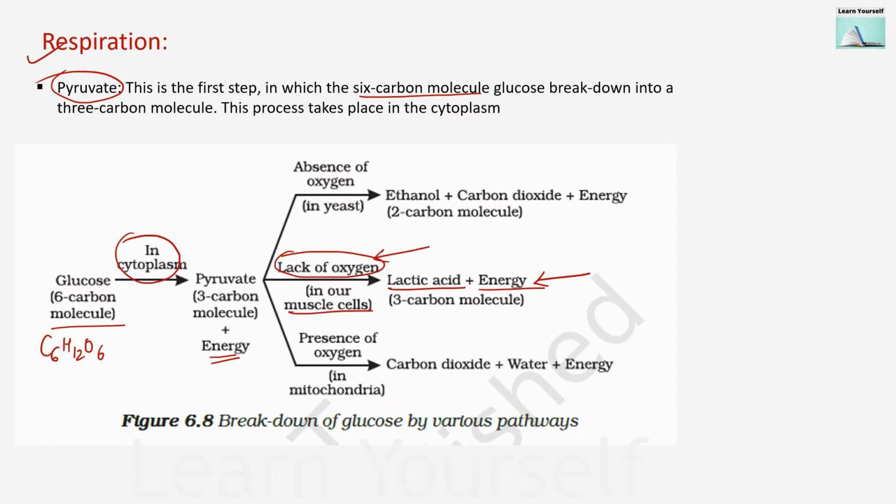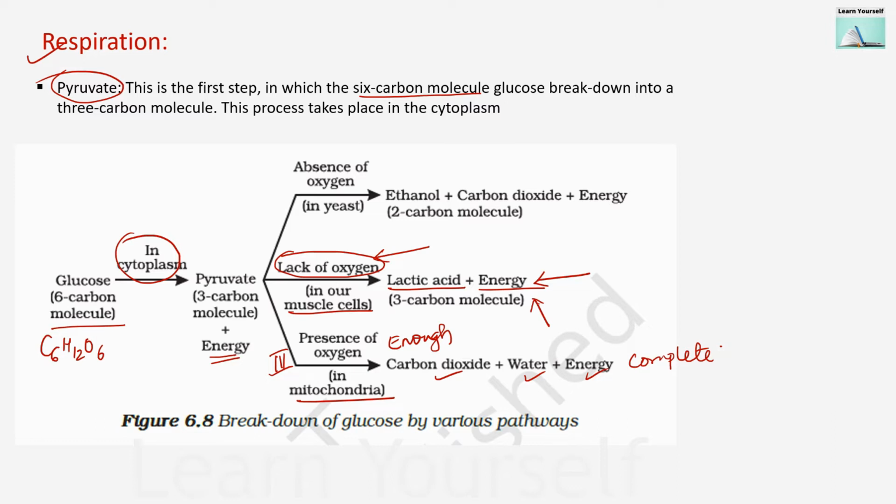Now the third type of process happens in the presence of oxygen, in enough oxygen. This happens in the mitochondria, where it gives carbon dioxide, water and energy. This is a complete combustion of the glucose molecule, and much more energy will be generated compared to the process which produces lactic acid. So there are 3 different types of glucose burning.